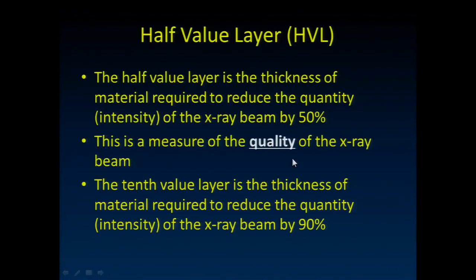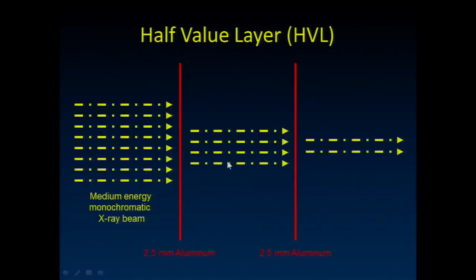It really tells us how energetic the X-ray beam is, right? Because the more energetic an X-ray beam is, the greater the thickness, the greater the half value layer is going to have to be in order to decrease the number of X-rays in that beam by 50%. There's a concept called the tenth value layer that's just the thickness that reduces it to 10%, but usually we work with half value layer.